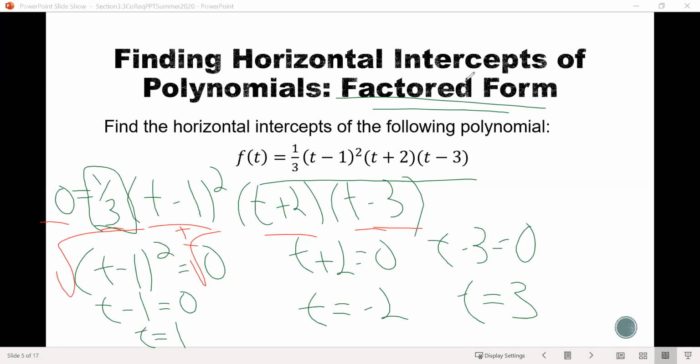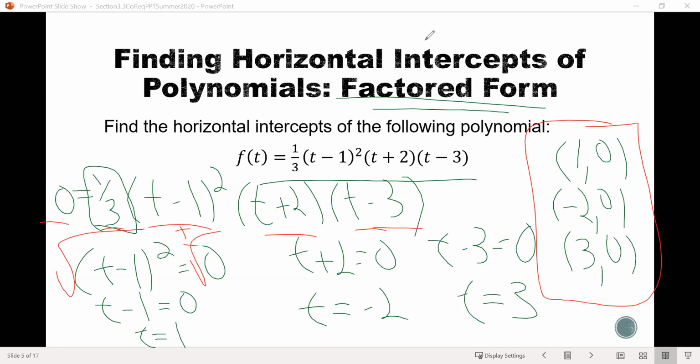And so for this function, we see that our horizontal intercepts occur at the points (1, 0), (-2, 0), and then (3, 0). Okay, and those will be our horizontal intercepts.